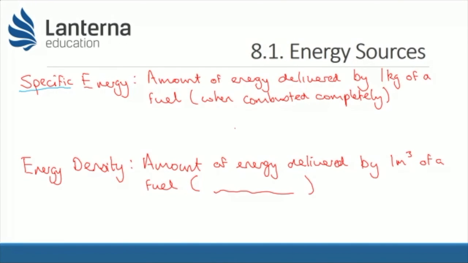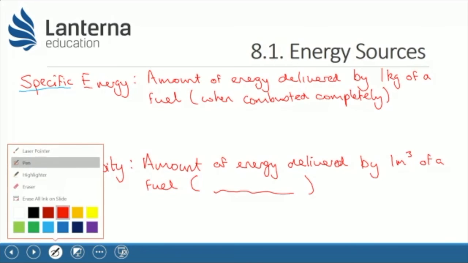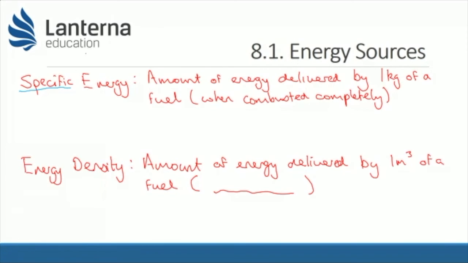Now let's look at the units, because I always say that in an exam, if you're stuck on how to answer a question, the units can often help. The definition of specific energy is energy per kilogram, so the units, which I'll always put in square brackets, are joules, or maybe kilojoules, or even megajoules per kilogram. And energy density is the energy delivered by 1 meter cubed, so it's joules per meter cubed.